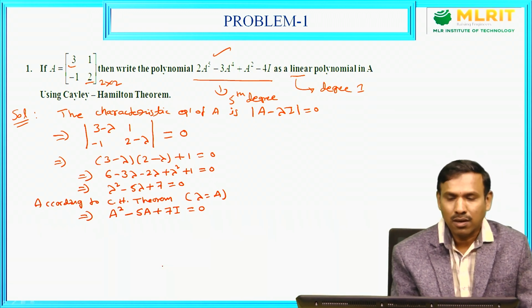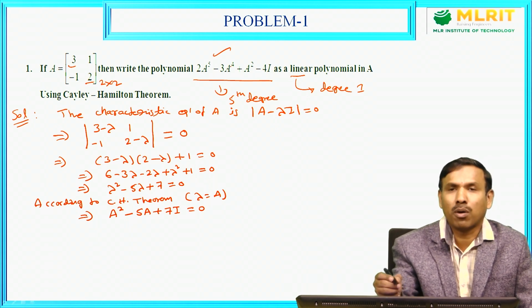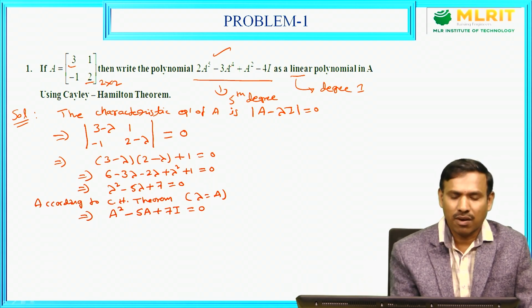From this equation, we need to get the above polynomial, 2A power 5 minus 3A power 4 plus A square minus 4A, and change it in terms of first degree.